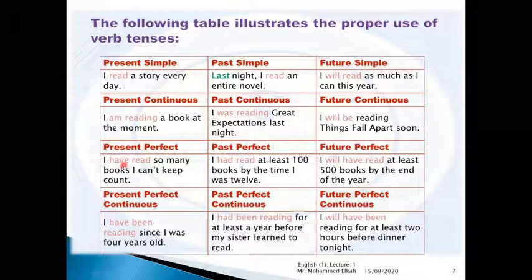So when we find he or she or it, we should use has plus the past participle form of the verb, or the third form of the verb. And when we find I, you, we, and they, we should use have. I have, you have, we have, and they have plus past participle. So here in this example: I have read so many books. I can't keep count.